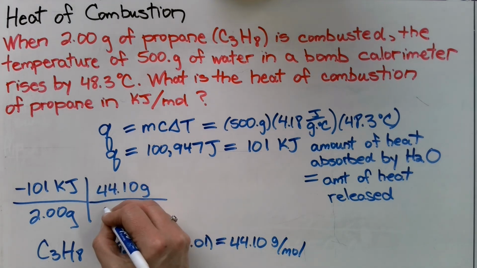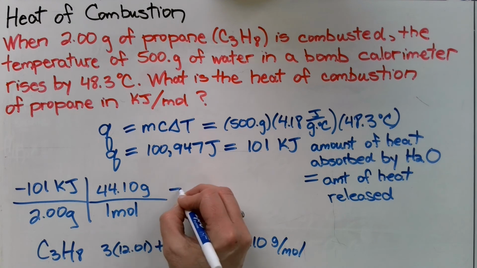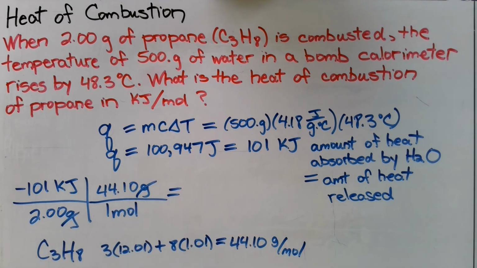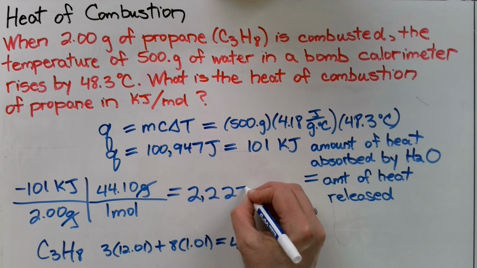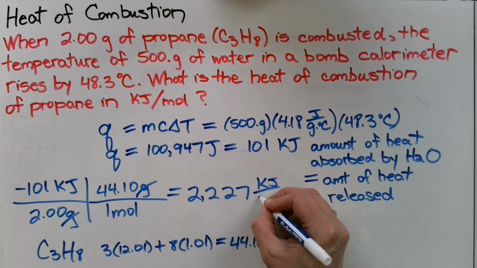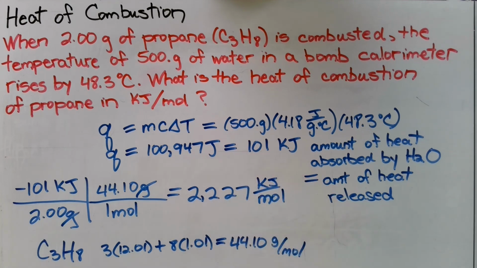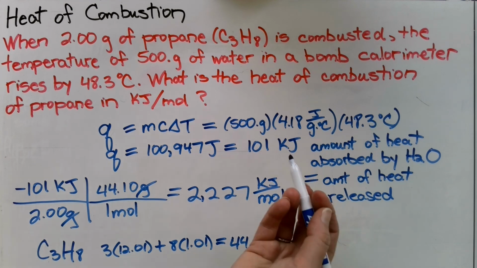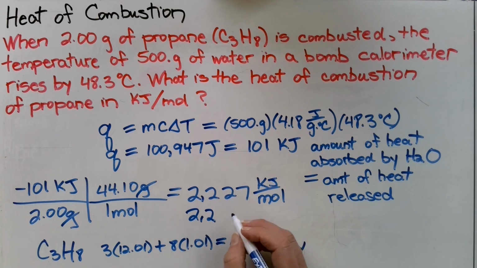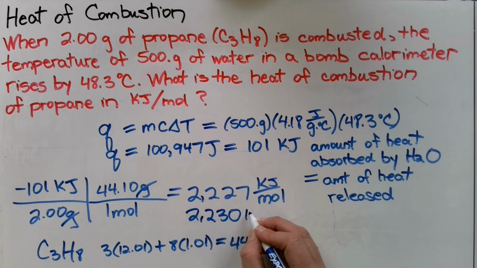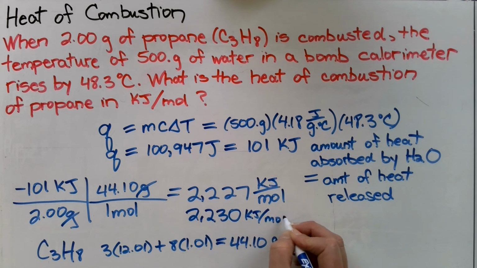So if I write 44.10 grams over 1 mole, my grams cancel, and I'm left with 2,227 kilojoules per mole. However, since I'm given 3 sig figs, I can probably write that as 2,230 kilojoules per mole.